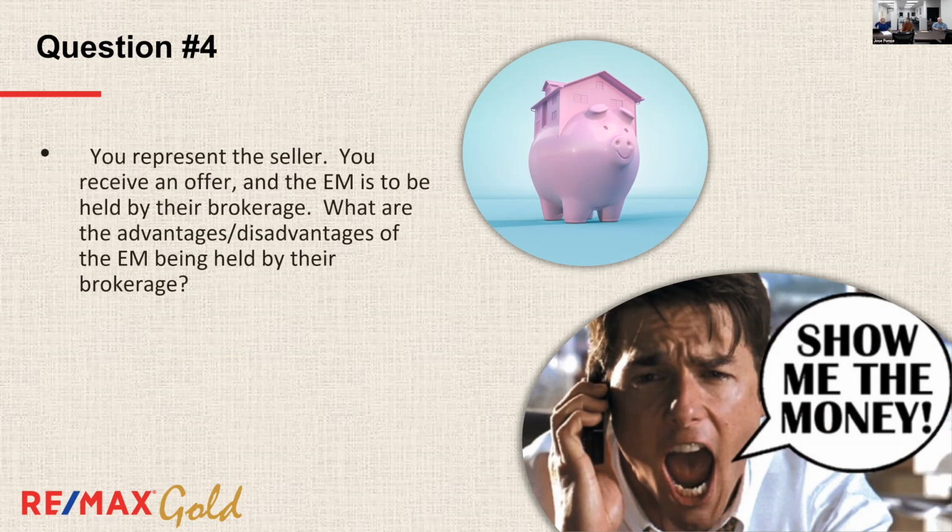Okay, you represent the seller. You receive an offer, and the earnest money is to be held by the buyer's agent's brokerage, not a title company. What are the advantages or disadvantages of the earnest money being held by their brokerage? Mona? Well, if it's Berkshire Hathaway Alliance and they feel like they've met all of the criteria to release it back to the buyer, they will. Yeah, and they don't need a mutual release.